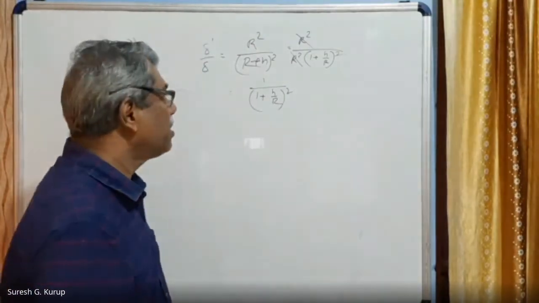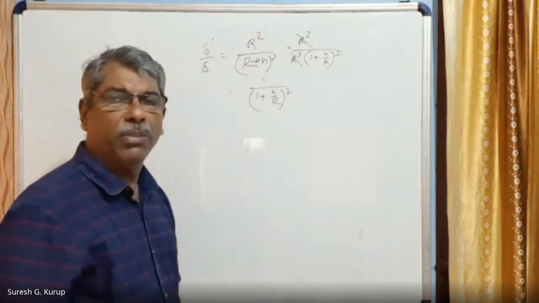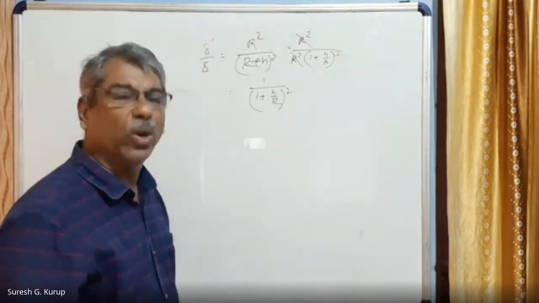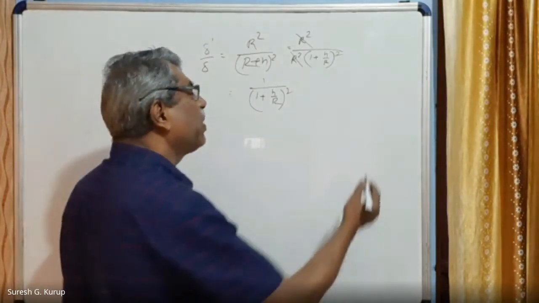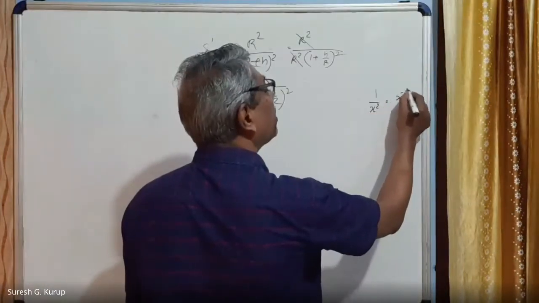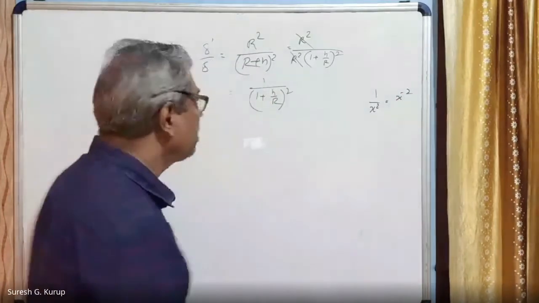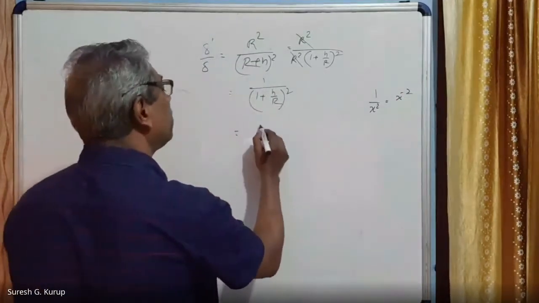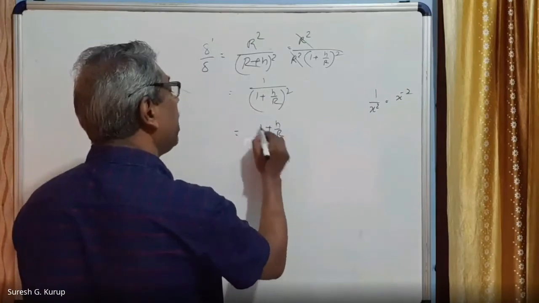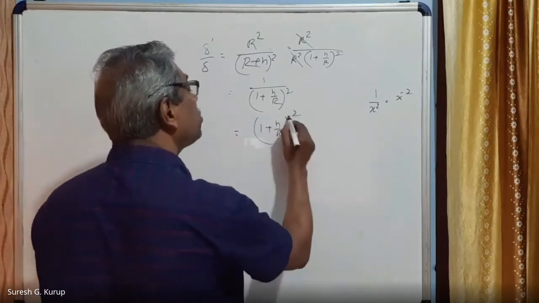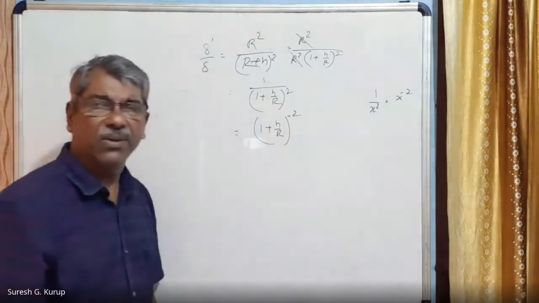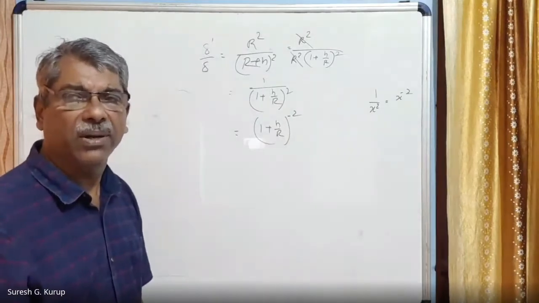Am I correct? This is now again in the form of 1 by x square. 1 by x square is equal to what? 1 by x square is equal to x raised to minus 2. In the same way, this is applied. This is equal to 1 plus h by R, the whole raised to minus 2, we can write. It's very simple how this is applied.